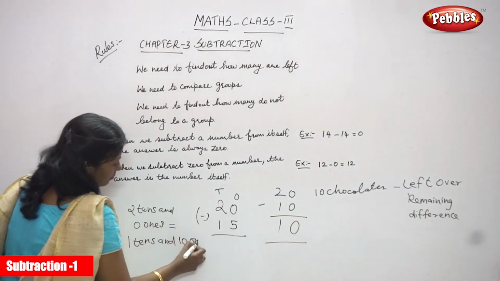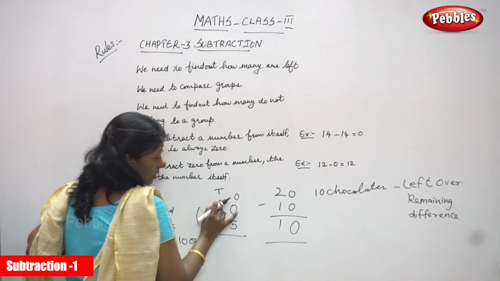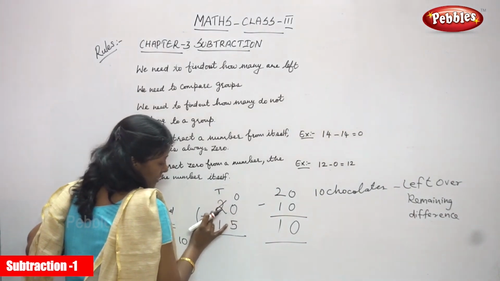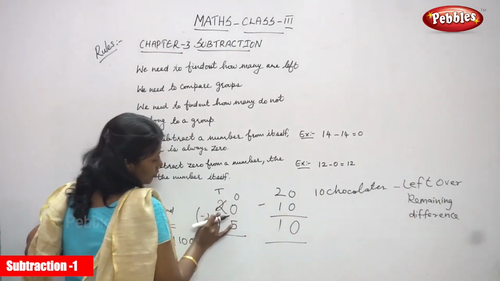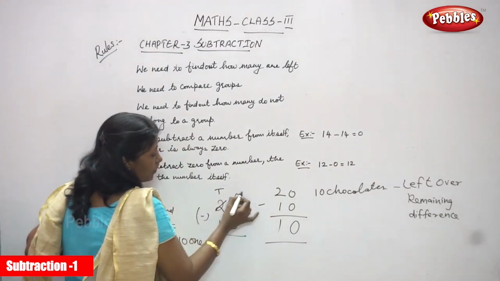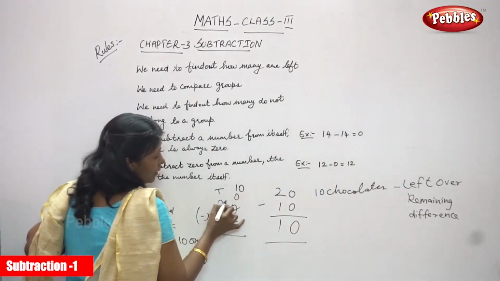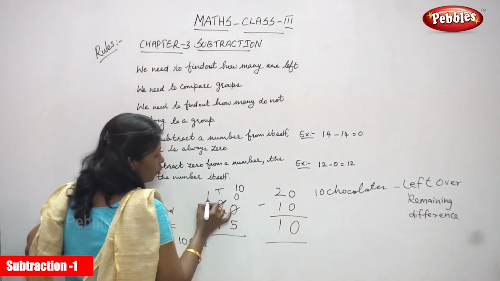10 ones. Okay. So, I have to borrow 1 ten from here, that is here, 2 tens. So this 0 becomes 10, 0 ones become 10 ones. So this 2 tens becomes 1 ten.